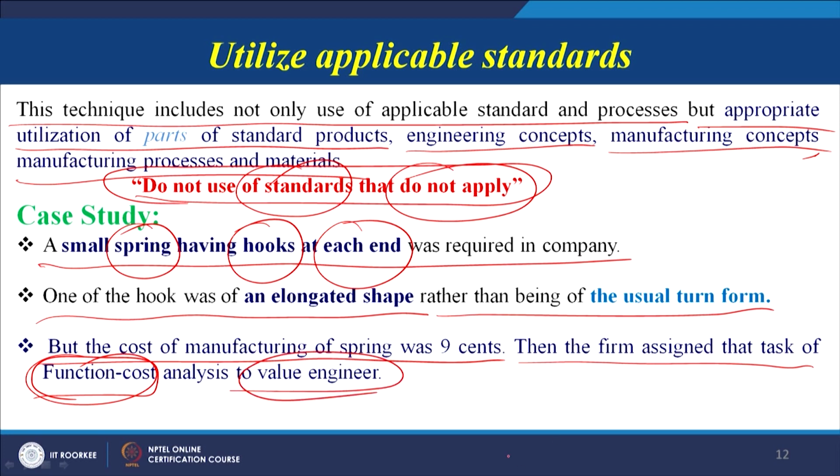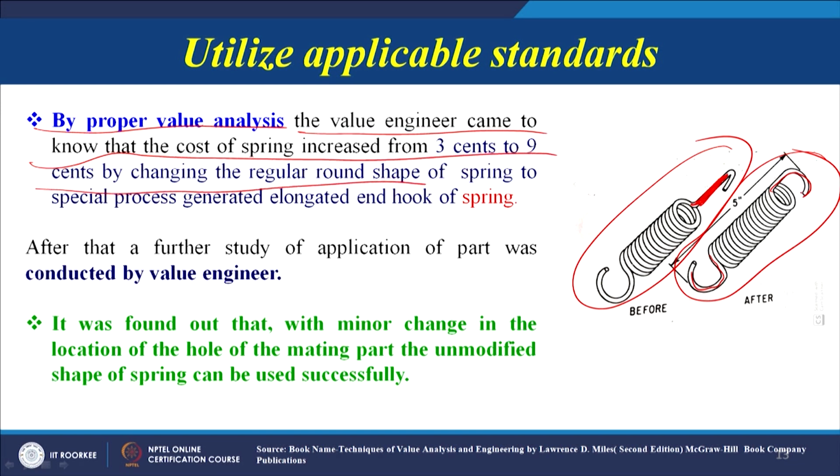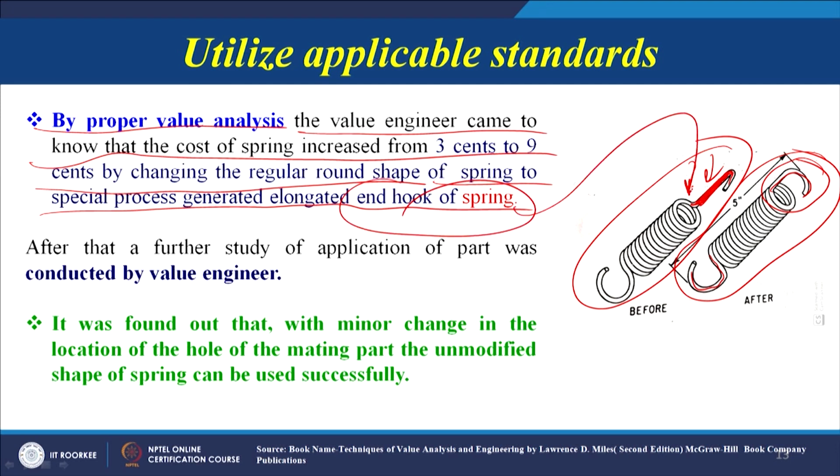So, we can see the diagram, I think it will make it more clear. This is one spring, this is a standard spring. Here we can see this is the elongated part, which is a specialized requirement, otherwise there is a standard part. This is a standard spring. By proper value analysis, the value engineer came to know that the cost of the spring increased from 3 cents to 9 cents by changing the regular round shape to a special purpose generated elongated hook, of special process generated elongated shape. So, this is the end hook of the spring, specially required.